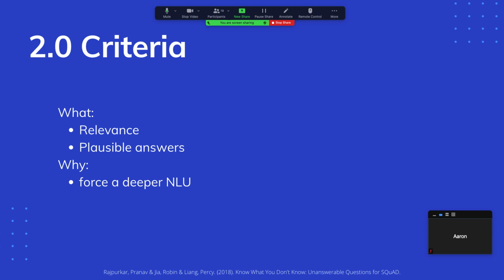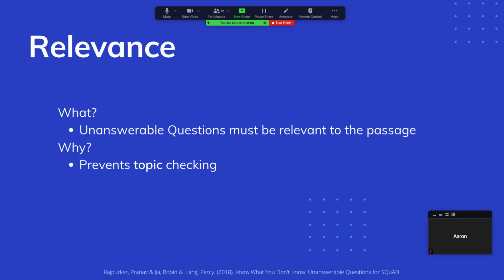How do these engineers and researchers evaluate what a good unanswerable question is? They used relevance and plausibility to force a deeper NLU. With regards to relevance, it's pretty straightforward.